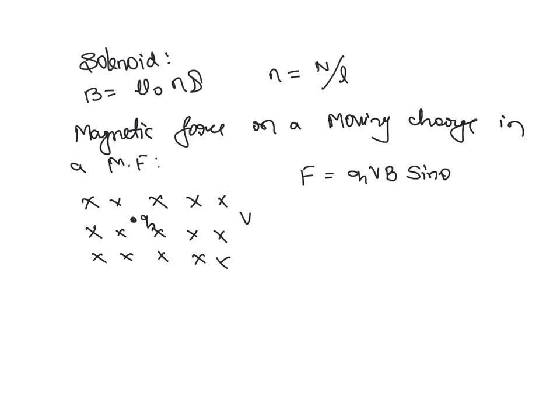Okay, so theta is the angle between velocity or speed and the magnetic field, or else we can say in the vector form it is F equal to q into v cross b. F equal to q into v cross b. Okay, this is very much important.